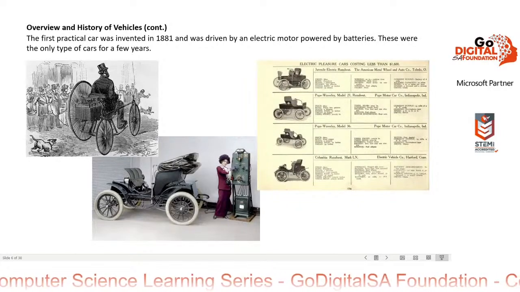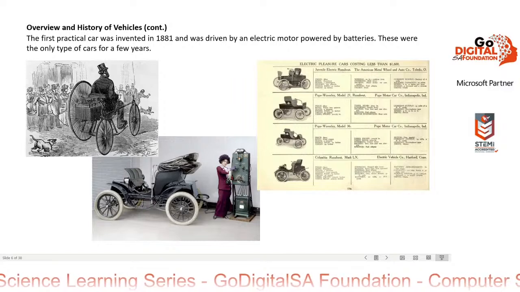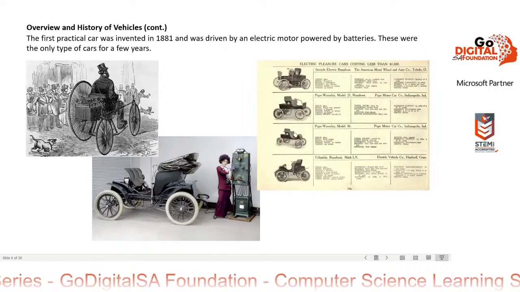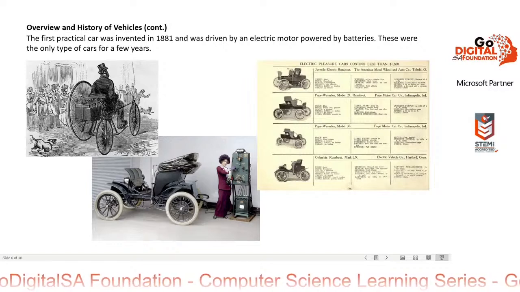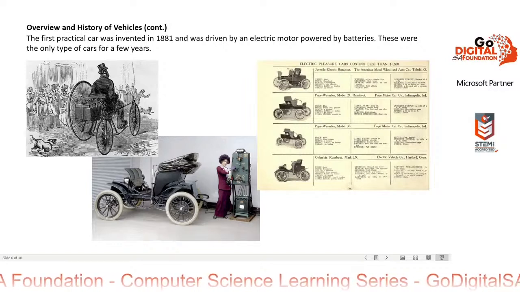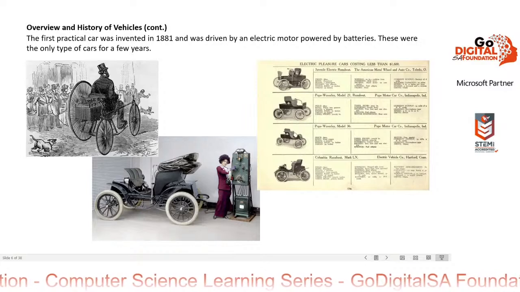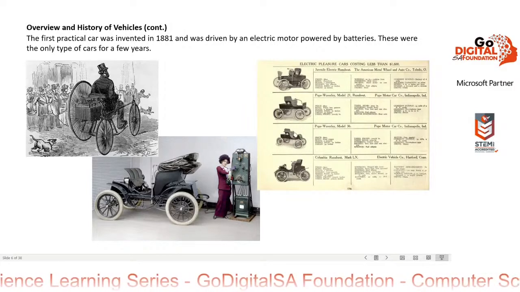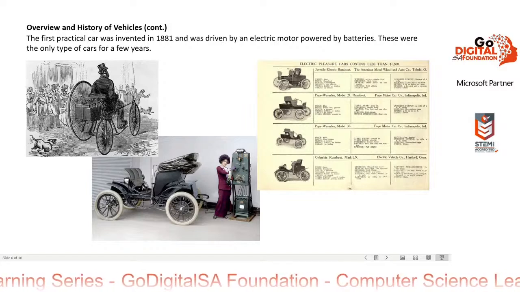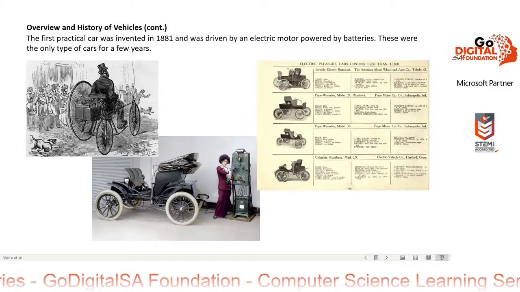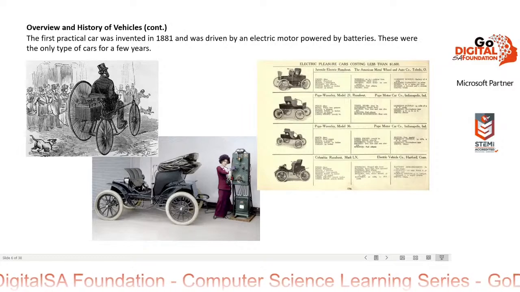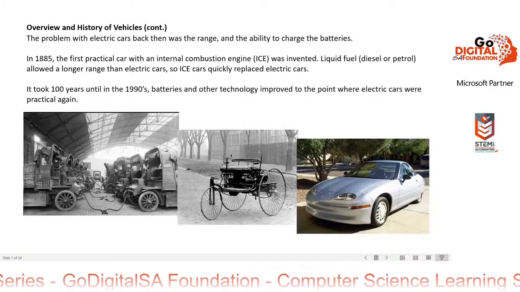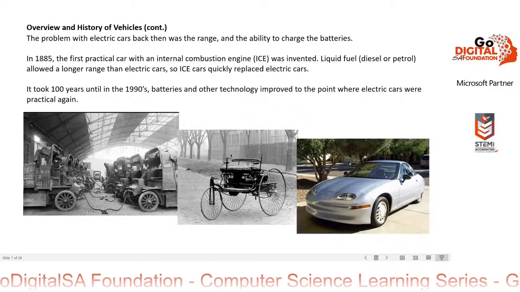The first practical car was invented in 1881 and was driven by an electric motor powered by batteries. These were the only type of cars for a few years. Okay, so these very early cars are electric. They had batteries that had to be recharged. And as you can see, here is a bunch of different electric cars that were available around that time. The problem with electric cars back then was the range and the ability to charge the batteries.